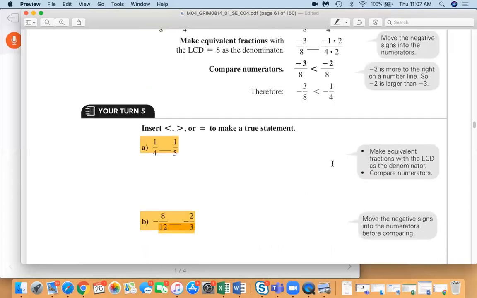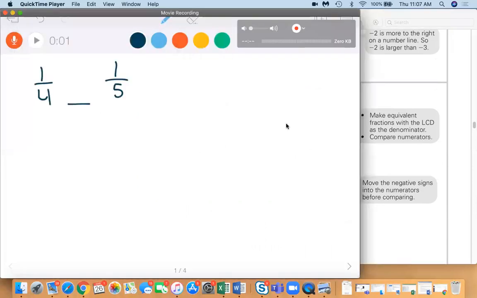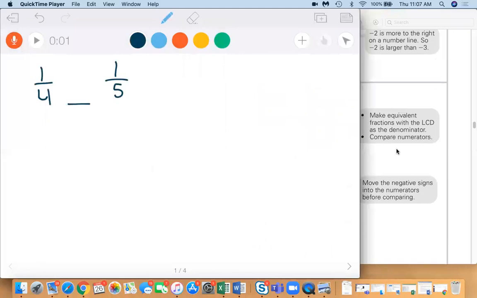All right, so let's look down here. We have an example, 1/4 and 1/5. Here's a tip. Whenever the denominator is bigger and the numerator is the same, the bigger denominator means that it's a smaller number. So we already know the answer, but let's figure this out.